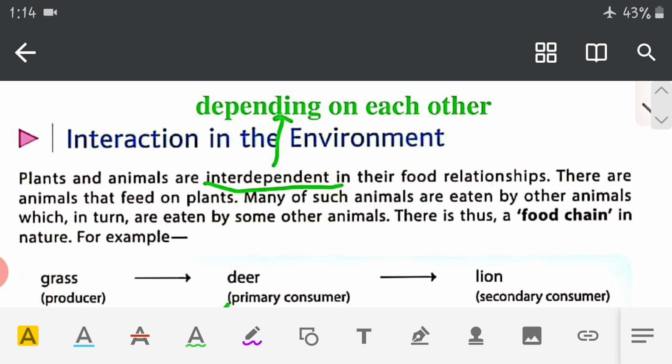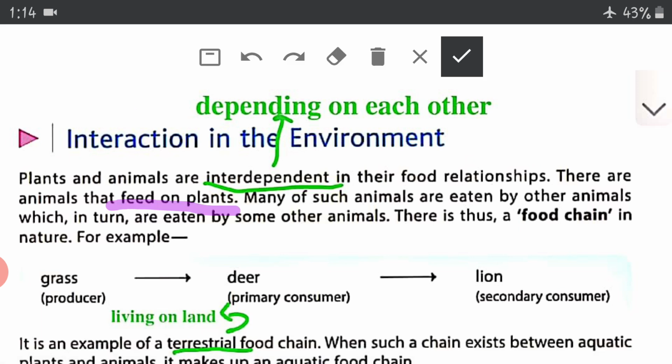The animals that feed on plants are in turn eaten by some other animals, and those animals are in turn eaten by some other animals, and these together form a food chain, meaning who is eaten by whom. Like grass is eaten by deer and deer is eaten by lion.